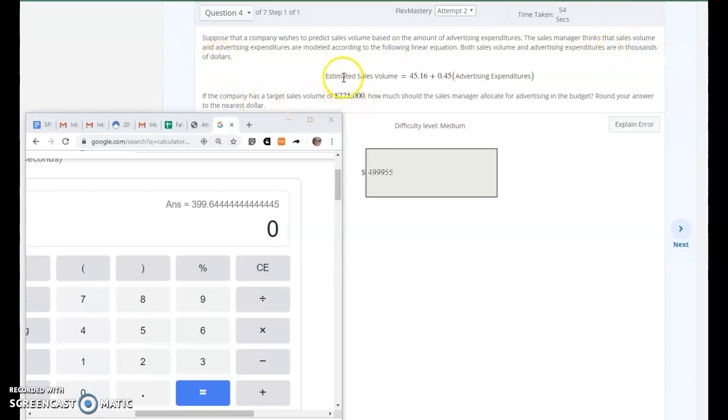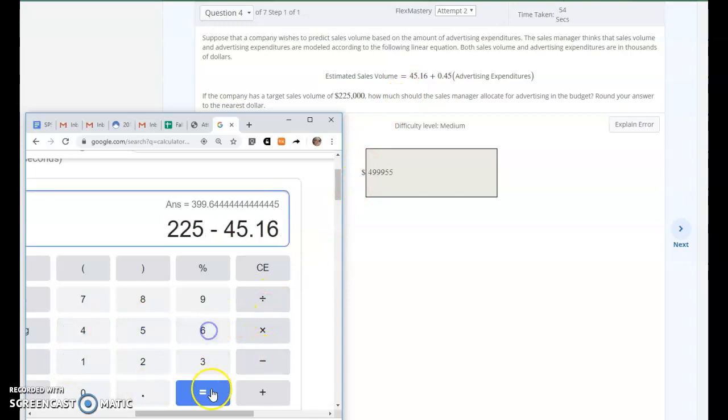So instead of plugging in 225,000 here, we only want to plug in 225, and then we want to solve for this term. So 225, I'm going to subtract 4516 from both sides, and then I basically have 179.84 equals 0.45 times this. I'm going to divide both sides by 0.45, and this will give me my answer.